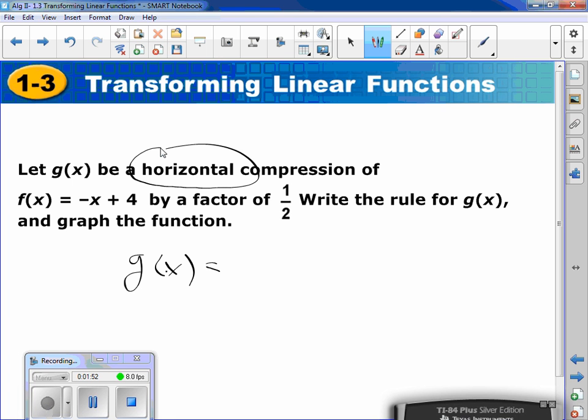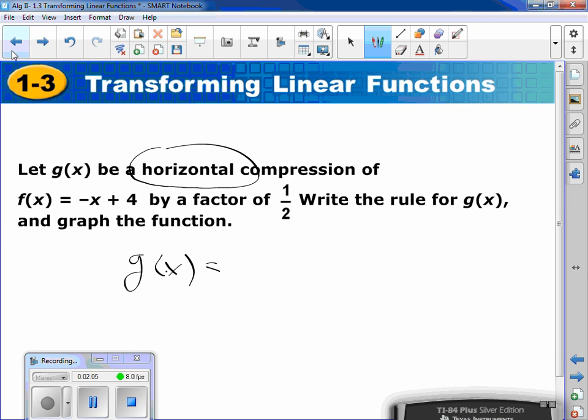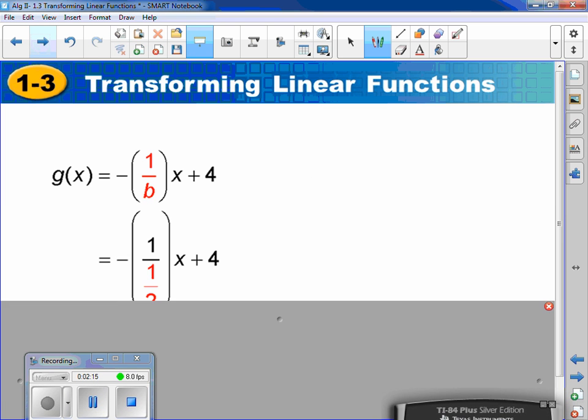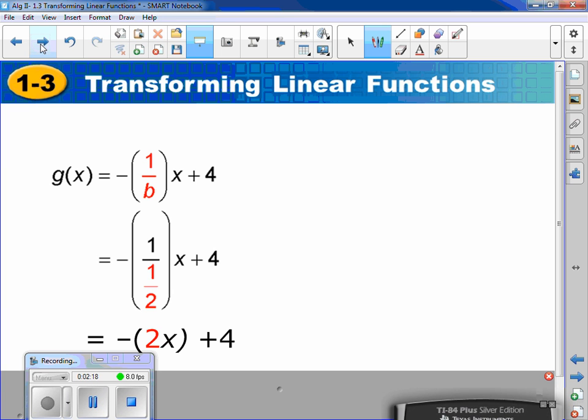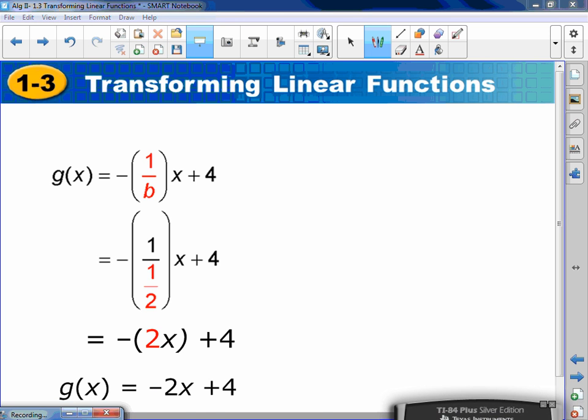Horizontal compression. So horizontal. If we're looking at a horizontal stretch or compression, you take the x value and you multiply by the reciprocal of the factor. So what's the factor here? 1/2. So if I actually take the reciprocal of that, what's the reciprocal of 1/2? 2. So I have 2x plus 4. Your function is just negative 2x plus 4.